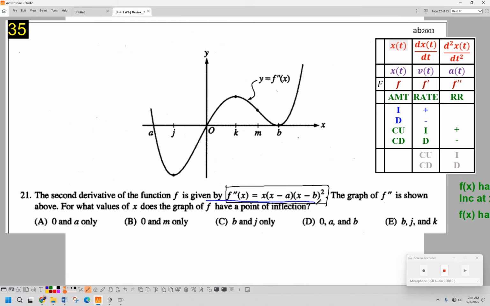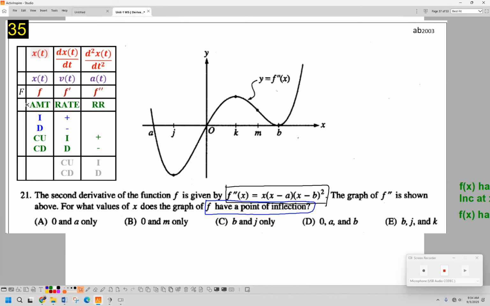So your reference sheet says any function has a point of inflection when that function changes concavity. We are looking for when f has a point of inflection. So we're trying to figure out when f changes concavity, like this. But we are trying to do it by looking at f prime and f double prime. So f double prime does something different. When f double prime changes like this, that's when f has an inflection point.